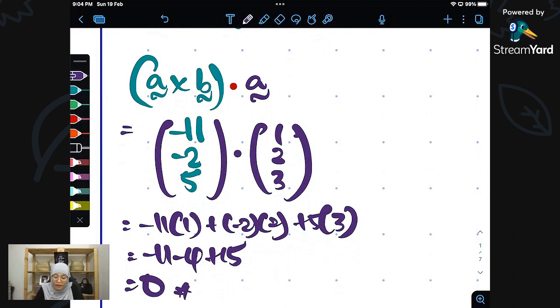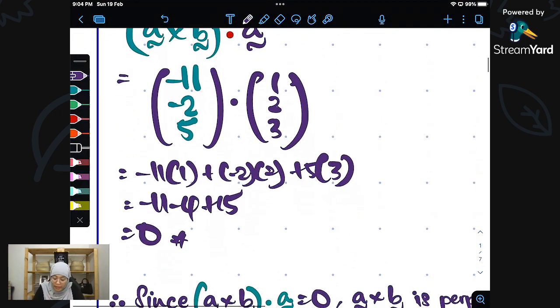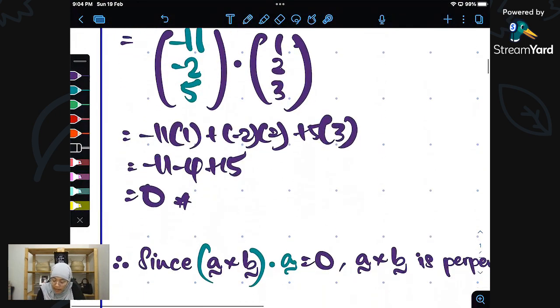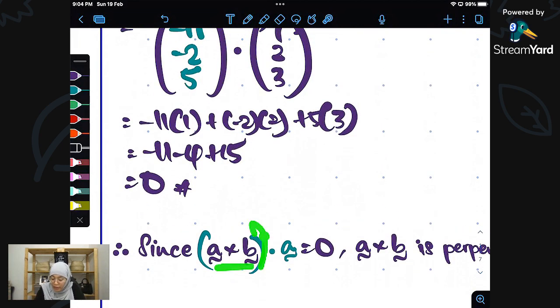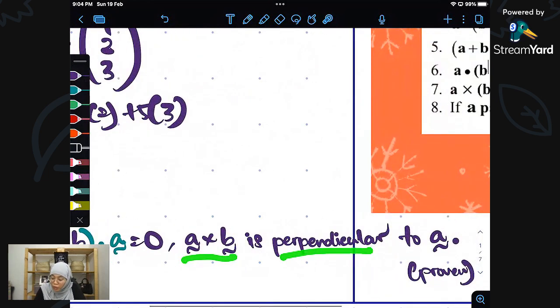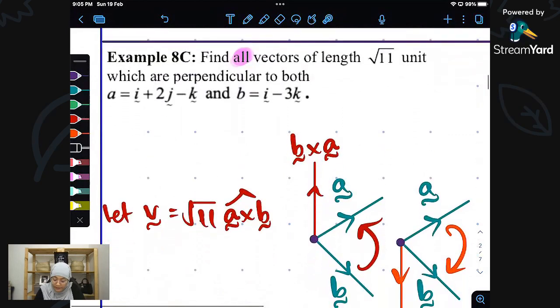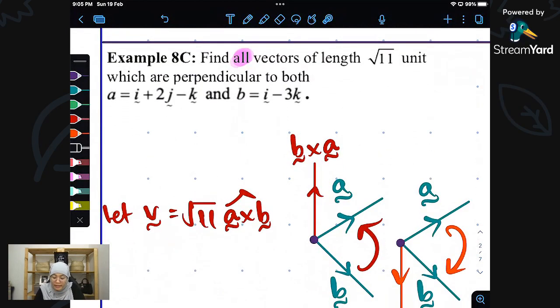Okay, so after you got a 0, it is proven already. But before you put the proven part, you would say since the A cross B vector, dalam kurungan, dotkan dengan A vector is equals to 0 as we got here. So A cross B is perpendicular to the vector A, and then we write down proven or shown. That's it. We're done here. So now let's go to the next example. So the next example here, let's have a look there.